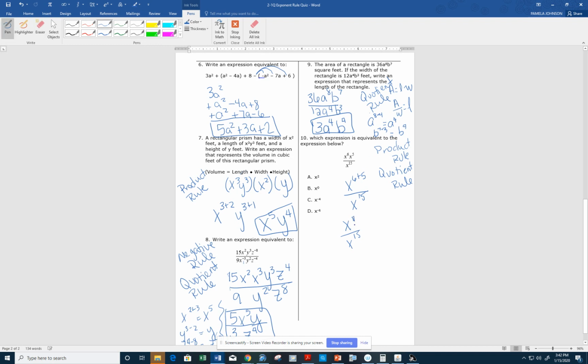So now my 11 doesn't want to separate. So now when I do my quotient rule, I'll do x to the 11 minus 15. And 11 minus 15 is going to be negative 4. So x to the negative 4th is our final answer, and that is option C.